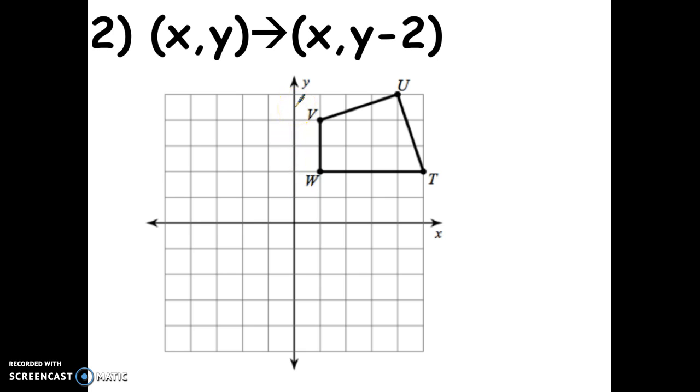Going up is going towards the positive numbers, so that will be plus 2. So I'm going to write a note over here to remind myself we're going down 2 units.